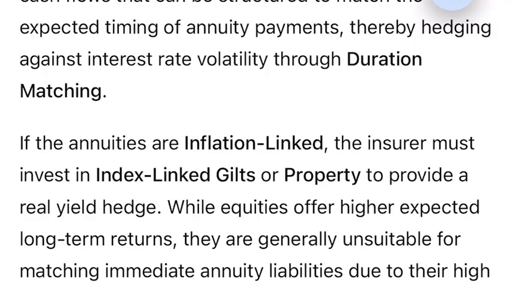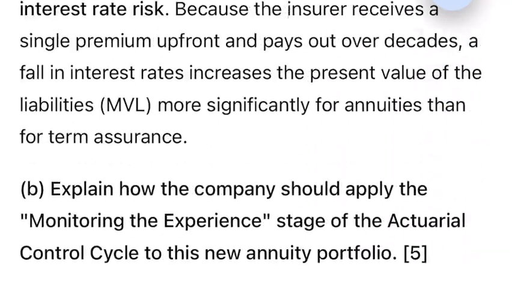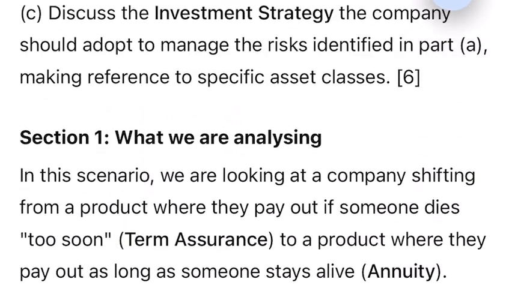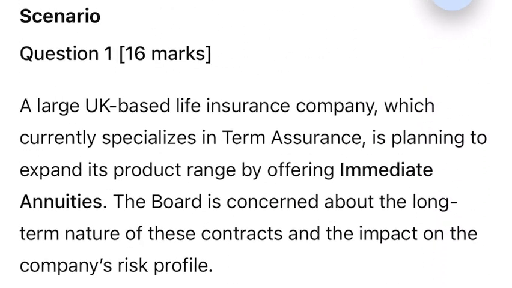5. B. Explain how the company should apply the monitoring the experience stage of the actuarial control cycle to this new annuity portfolio. 5. C. Discuss the investment strategy the company should adopt to manage the risks identified in Part A, making reference to specific asset classes.